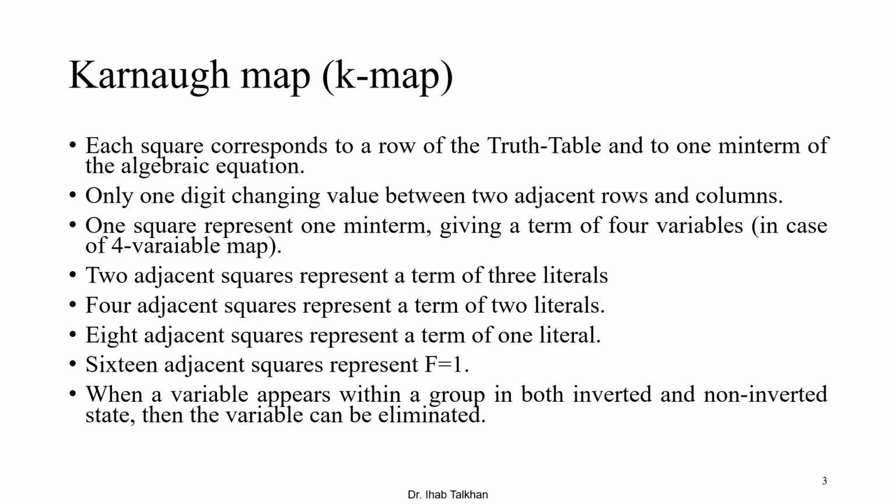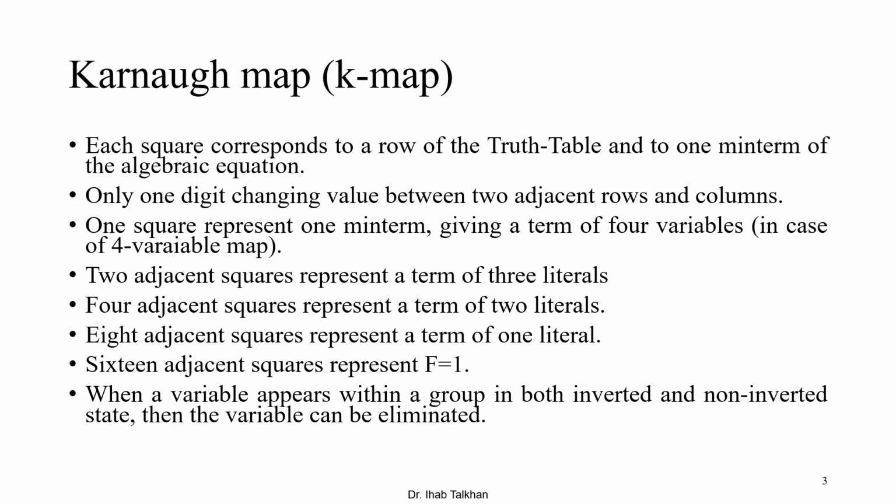If you have two ones in two adjacent squares, whether vertical or horizontal, this means that you are reducing the number of letters from 4 to 3. The second rule: if you have 4 adjacent squares, it represents a term of 2 letters. If you have 8 adjacent squares, it represents a term of 1 letter. If all 16 adjacent squares are ones, this means that f equals 1.